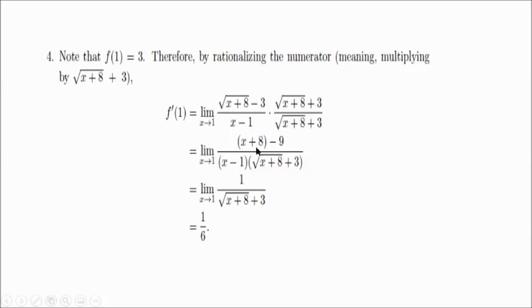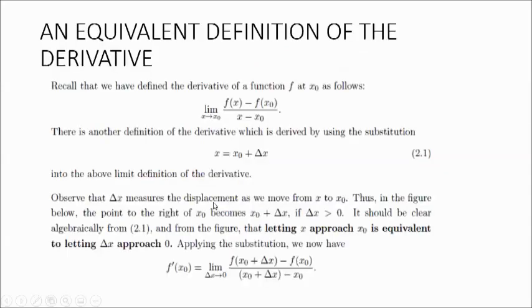Okay, so magiging ganito, x plus 8 minus 9. Kapag minultiply ito, and then yun, multiply. Magiging x plus 8 minus 9. So magiging x minus 1, di ba? Cancel, cancel, matitira ito. I-sub si 1. 1 plus 8 is 9. Square root of 9 is 3. 3 plus 3 is 6. So this is the final answer. Okay?